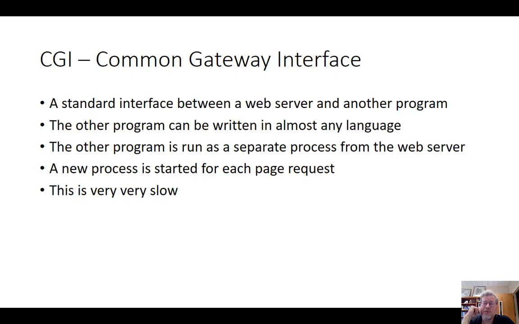Okay, the web server gets a request for a page and it realizes that it's supposed to use another program for it that knows CGI, and it will do an operating system call to run the other program. But that means it takes a while for that to all get kicked up and running. So this means that we have a new process started for each page request. Each time someone requests a page, we have to kick up another process. This is very, very slow. You don't want to do this.